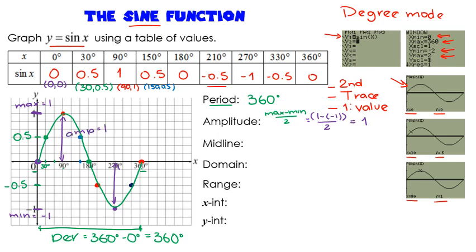To calculate the midline, we're going to take the max and then add the min and then divide it by 2. So we're going to take 1 plus -1 and then divide it by 2. That's going to give us a midline of 0. So the line y is equal to 0, which is right on top of our x-axis, is going to be our midline, which cuts our graph exactly in half.